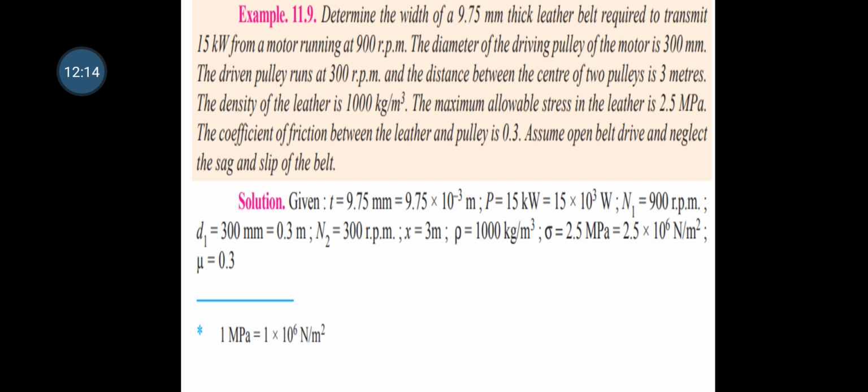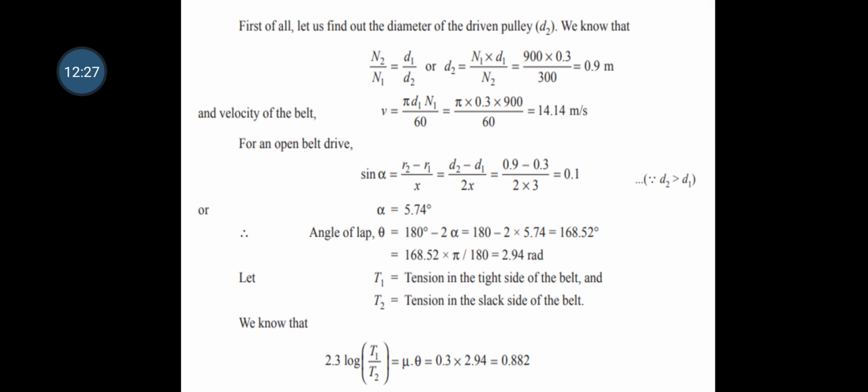First write the given details. The next one, first of all, let us find out the diameter of the driven pulley D2. We know that N2 divided by N1 is equal to D1 divided by D2. From this equation we get D2 is equal to 0.9 meter, and the velocity of the belt V is equal to pi D1 N1 divided by 60. So velocity is equal to 14.14 meter per second. For an open belt drive, sin alpha is equal to R2 divided by R1 divided by X.